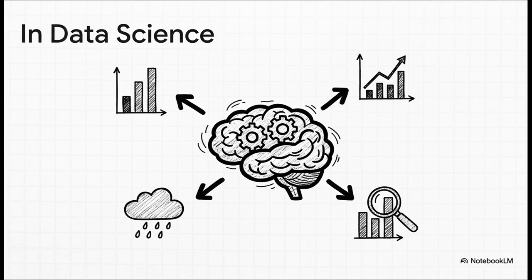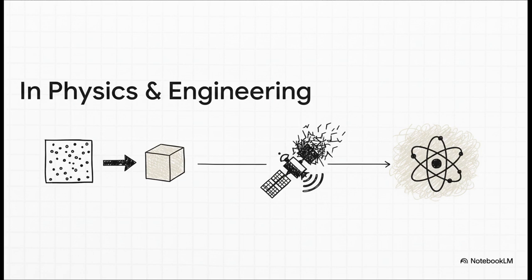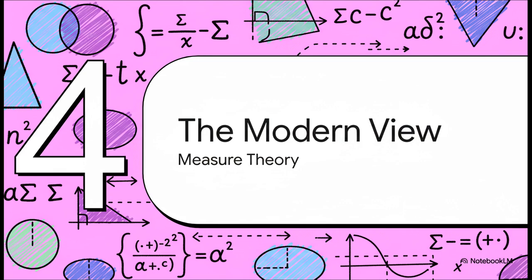It is the absolute foundation of modern machine learning. And in the physical sciences, it's just as vital. Statistical mechanics uses probability to link the tiny, chaotic behavior of atoms to the large-scale properties of matter we can actually see and measure. Engineers use it to model and filter out noise in communication systems. And maybe most profoundly of all, quantum mechanics showed us that at the most fundamental level, the universe itself isn't deterministic, it's probabilistic.